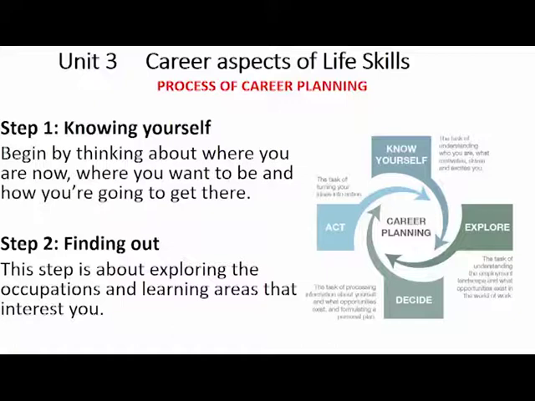When we look at career planning, there is a process involved for a learner to figure out which direction they will go in when they complete school. Number one is to know themselves, to find out where they are now, where they want to go in the future, and how they are going to get there. The second one is to become an investigator, to explore what the occupations are that you are interested in, and what occupations or directions you learn best in.